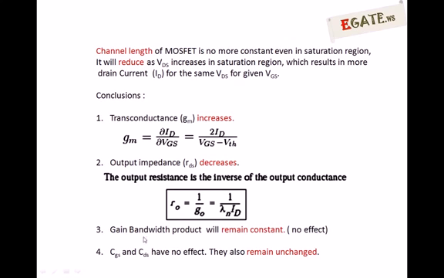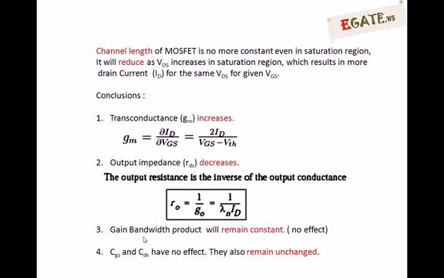Third, gain bandwidth product will remain constant. There is no effect of channel length modulation, gain bandwidth product is always constant. Fourth, CGS and CDS under saturation. CGS is gate to source capacitance and CDS is drain to source capacitance. These two capacitances are treated as overlap capacitances and don't have any effect. They remain unchanged whether channel length modulation is considered or not.